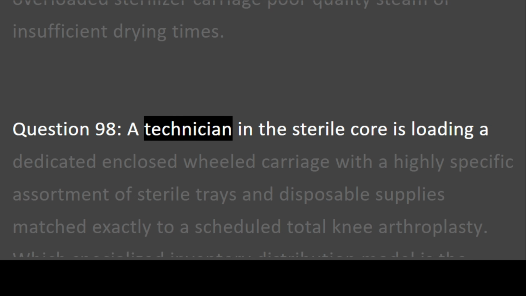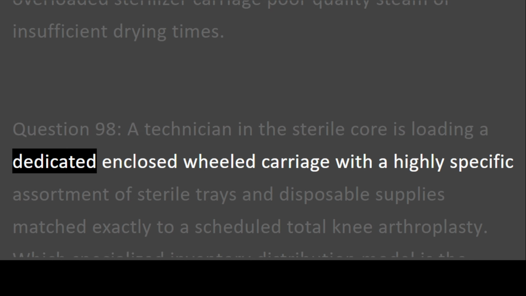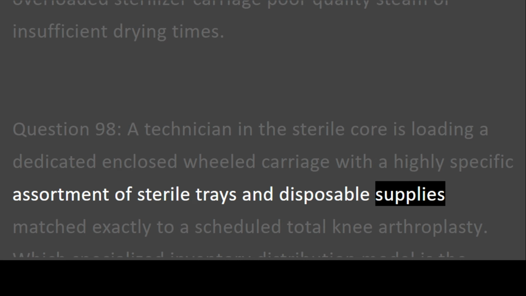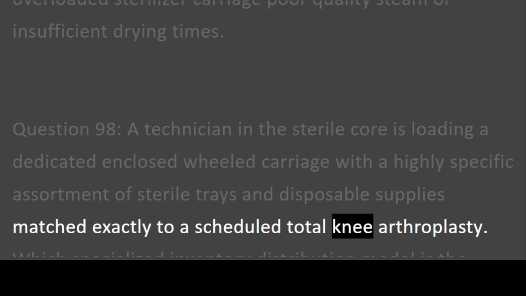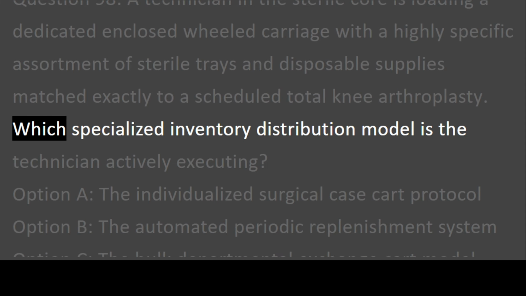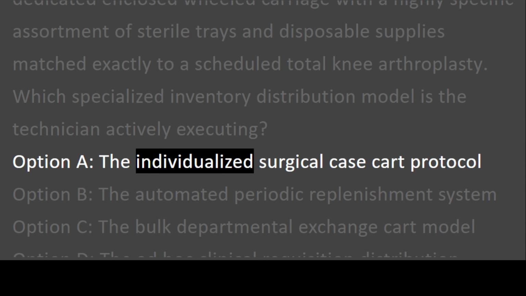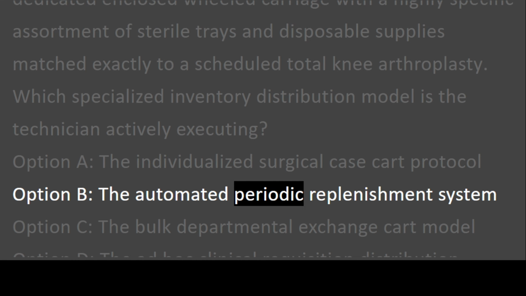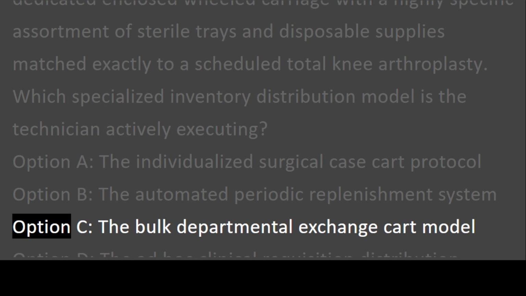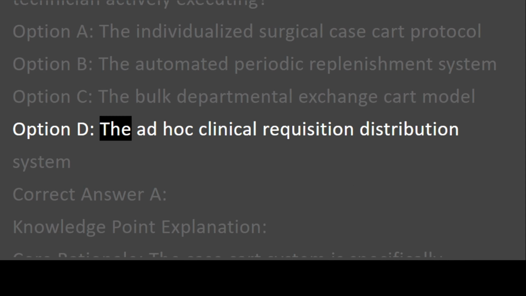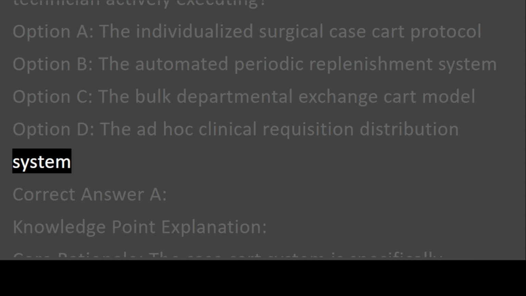Question 98. A technician in the sterile core is loading a dedicated enclosed wheeled carriage with a highly specific assortment of sterile trays and disposable supplies matched exactly to a scheduled total knee arthroplasty. Which specialized inventory distribution model is the technician actively executing? Option A. The individualized surgical case cart protocol. Option B. The automated periodic replenishment system. Option C. The bulk departmental exchange cart model. Option D. The ad hoc clinical requisition distribution system.